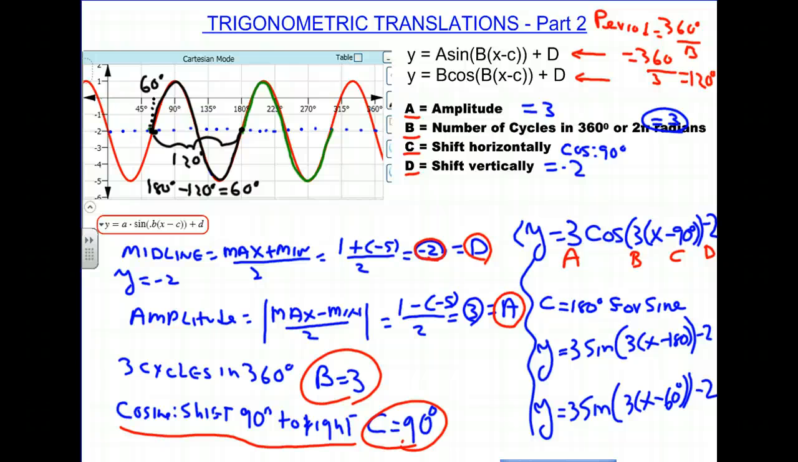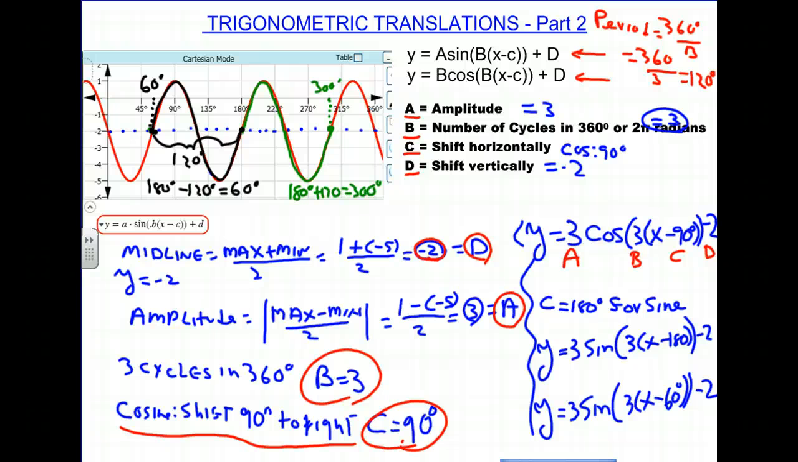You could say, gee, right at this point, which is another full cycle over, which would be 180 degrees plus another 120. So we could write that, 180 degrees plus 120, that's equal to 300 degrees. So this point right there is at 300 degrees. And we could say that our value for c is 300 degrees. And we could have said y equals 3, the sine of 3 times x minus 300 degrees, minus 2. And we could go on like that.